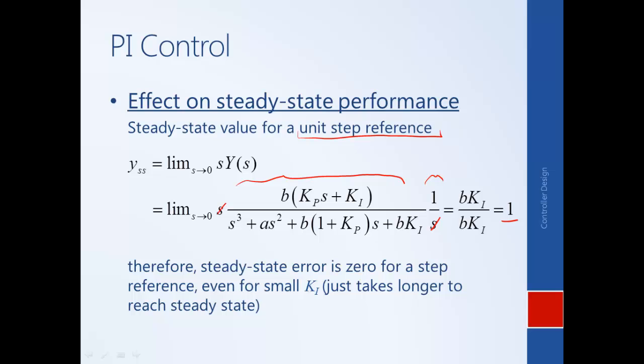It's interesting to note that even if we use a very small ki, even if we don't use very much integral action, the steady state error will still go to 0. The thing is, it will just take a long time to get there. So the longer we integrate for, the bigger the control effort builds up, and eventually it builds up enough to offset the error. But if ki is quite small, that process may take a long time.